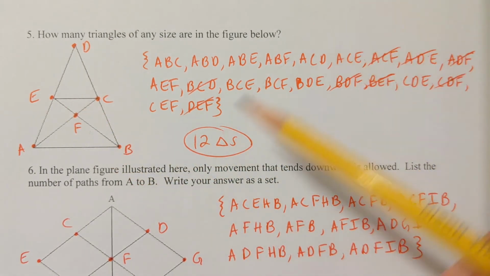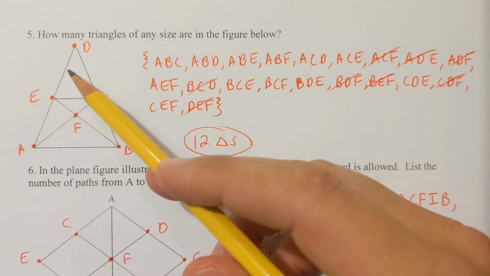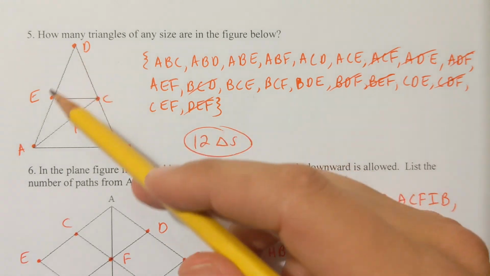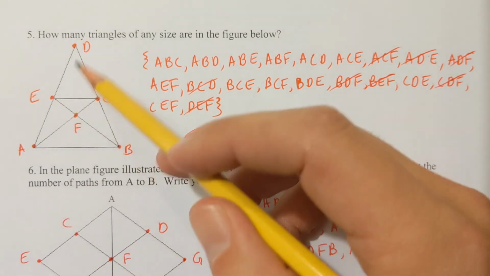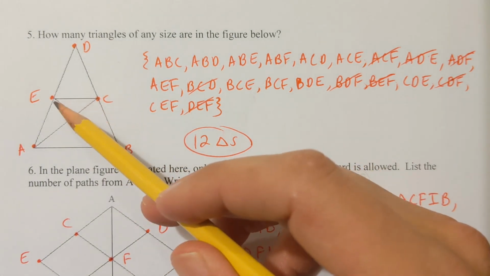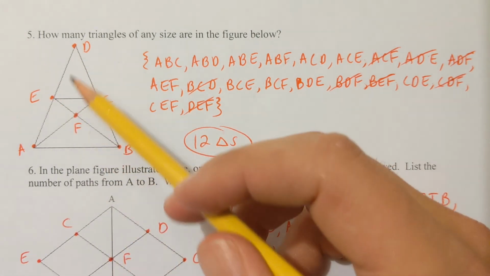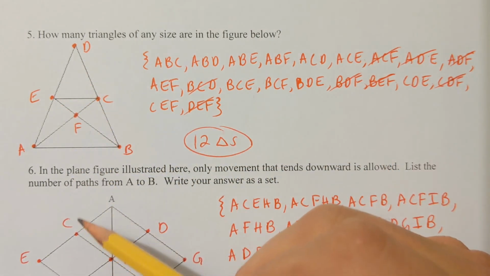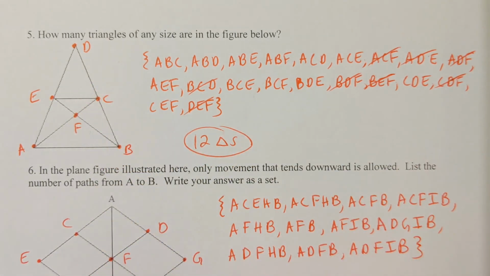Again, I'm not counting lines, I'm counting triangles. C, D, E. Yeah, that forms a triangle, so I count that. C, D, F. D and F don't join, so I'm not going to count that. C, E, F forms a triangle. And then D, E, F, but E and F don't join. D and F don't join.